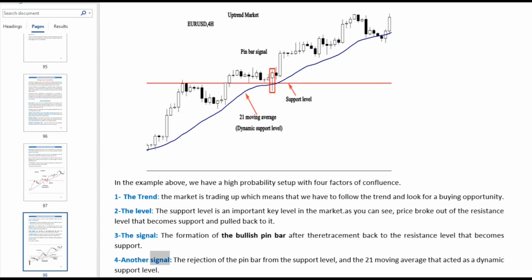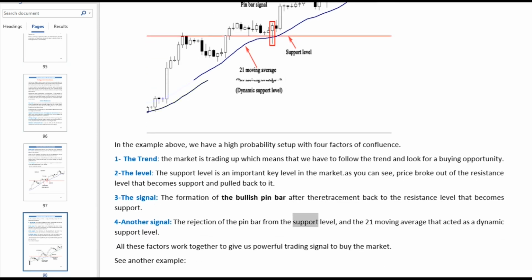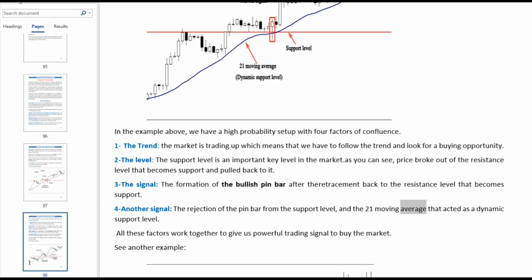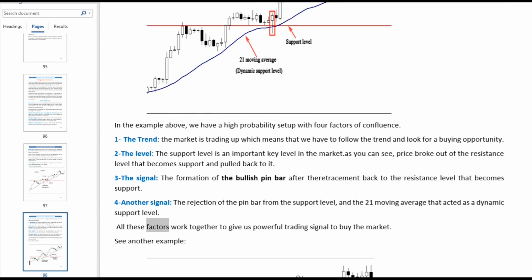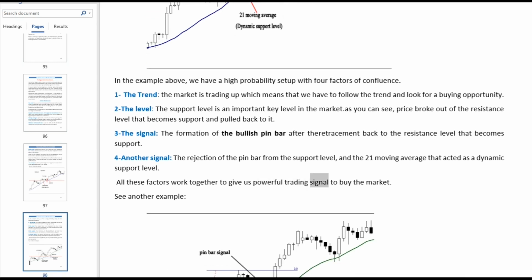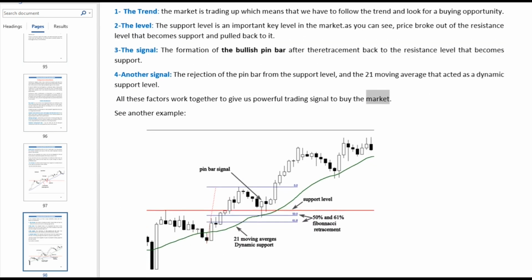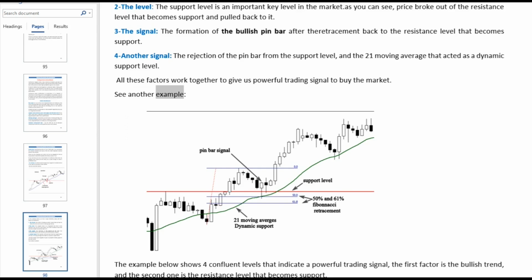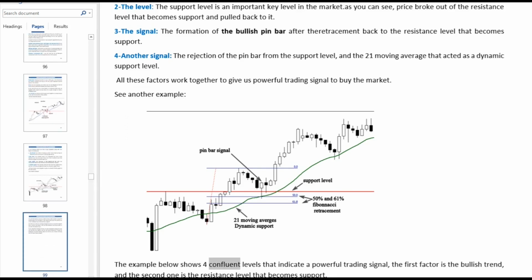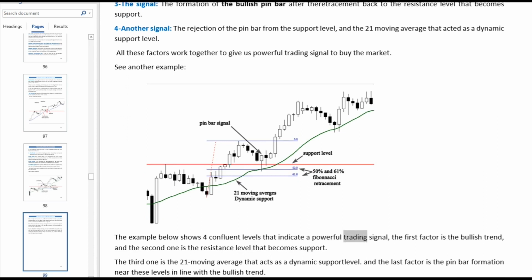Another signal: the rejection of the pin bar from the support level, and the 21 moving average that acted as a dynamic support level. All these factors work together to give us a powerful trading signal to buy the market. See another example. The example below shows 4 confluent levels that indicate a powerful trading signal.